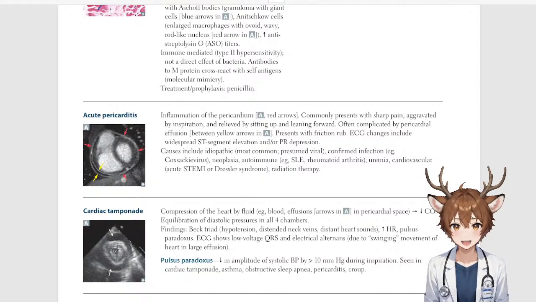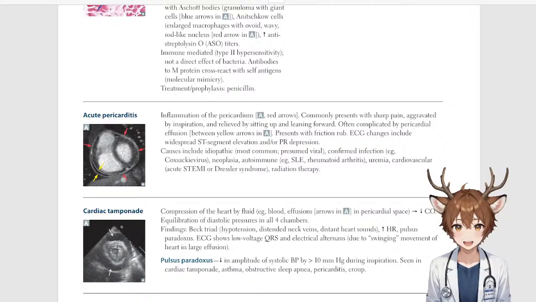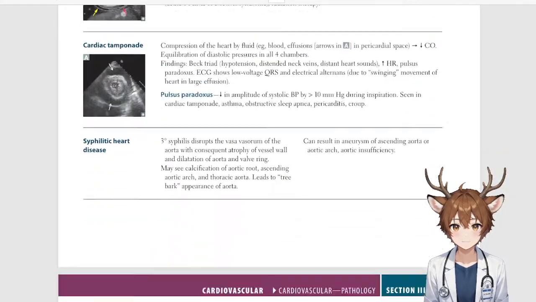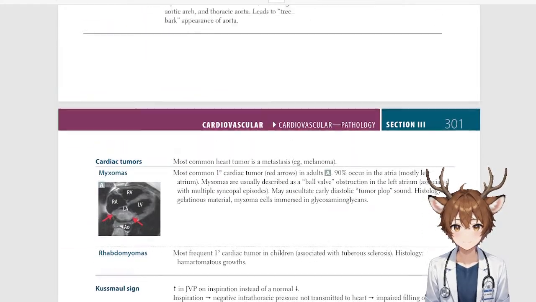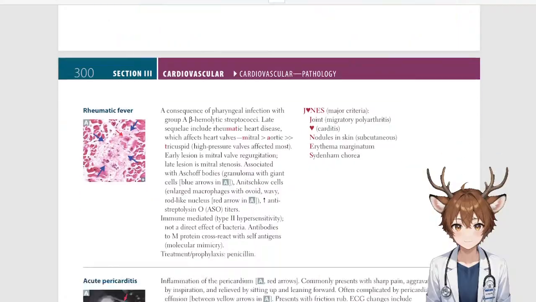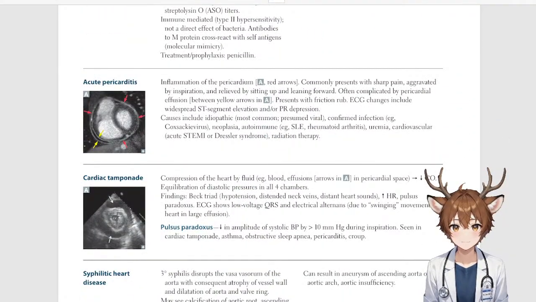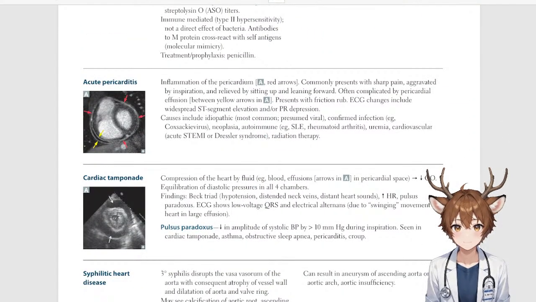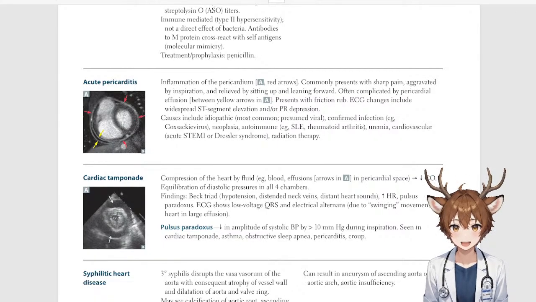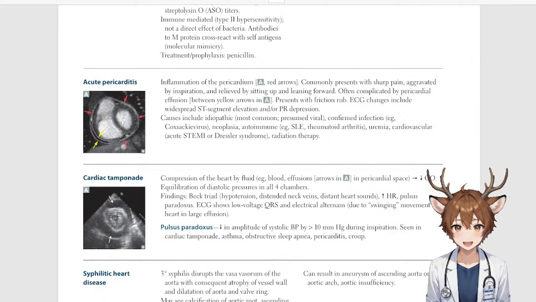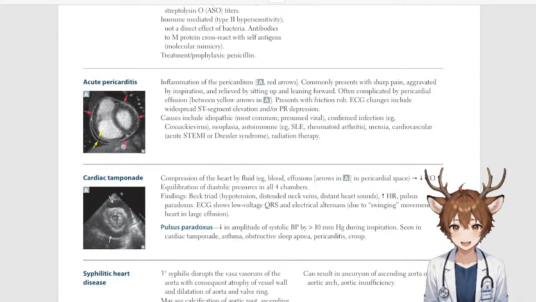What about constrictive pericarditis? Do we have that? I don't think so, no. Constrictive pericarditis, let's just go through it, okay? Chronic inflammation of the pericardium leading to pericardial fibrosis plus or minus calcification, which leads to limited space for expansion, which leads to decrease in ventricular filling, of course.